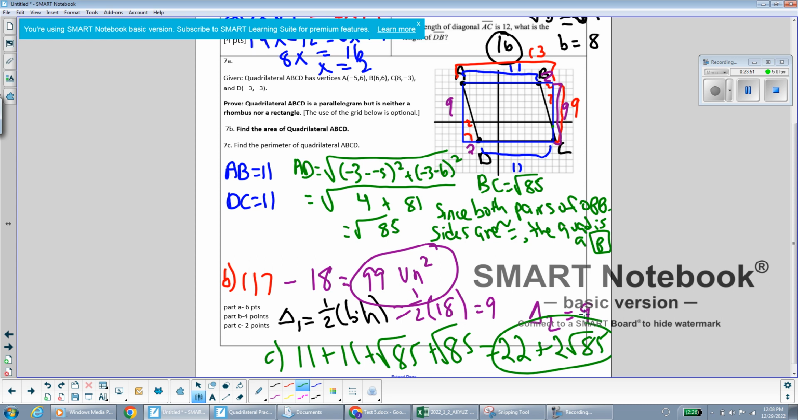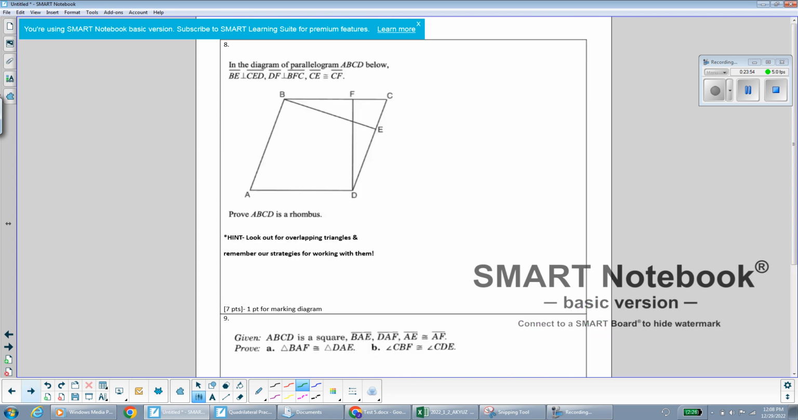And that's the perimeter. Okay, moving on to the proof.